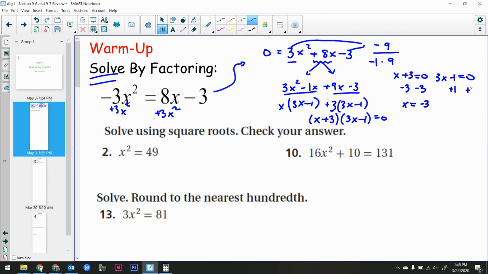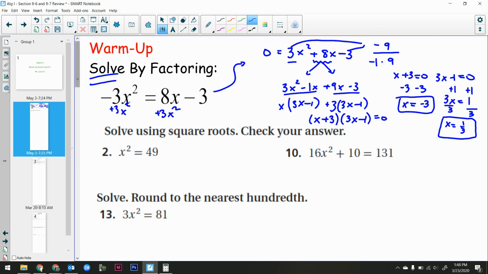We add the 1 to get 3x is equal to 1. And then we divide by 3. So x is equal to 1/3. That's my answer here. And that's my answer here. Okay, 2 answers. Remember, 2 answers.